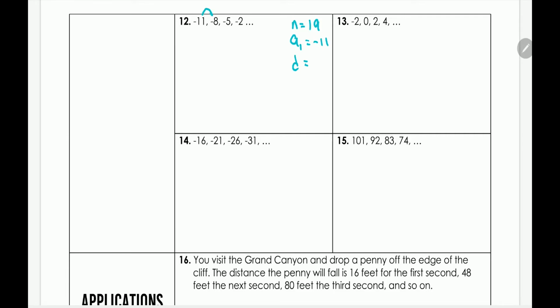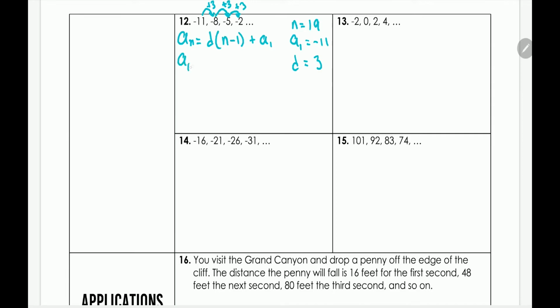So going from negative 11 to negative 8, it looks like we are adding 3. From negative 8 to negative 5, we're going to be adding 3 again. And from negative 5 to negative 2, we add 3. So it looks like the common difference is going to be positive 3. Now, we're going to write down the formula for finding the nth term. So we have a sub n is equal to d multiplied by, in parentheses, n minus 1 plus a sub 1.